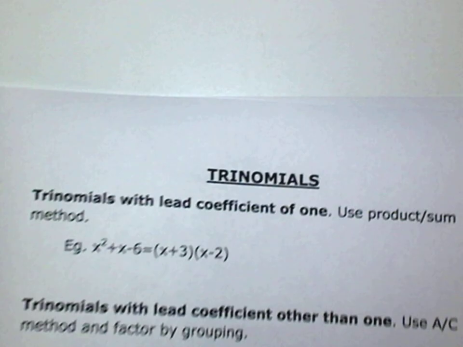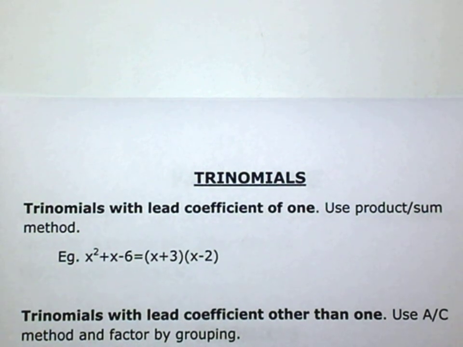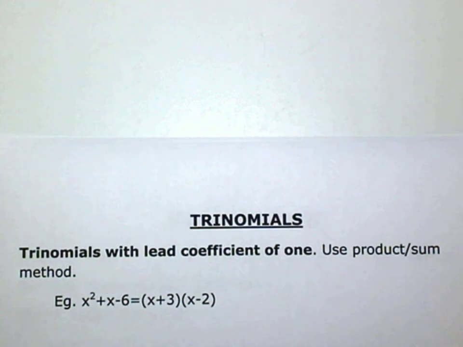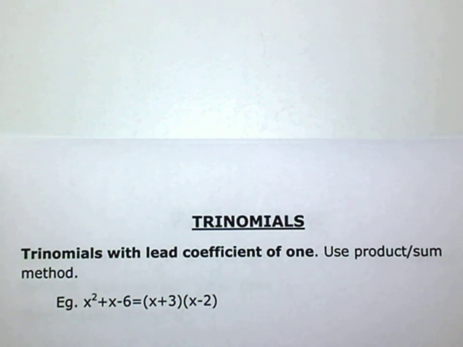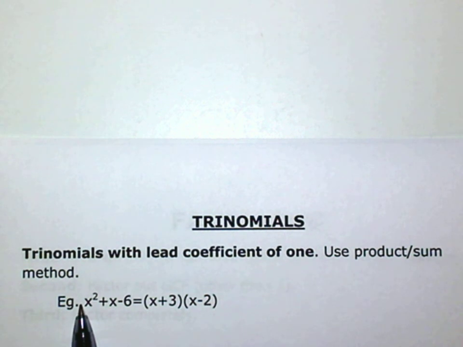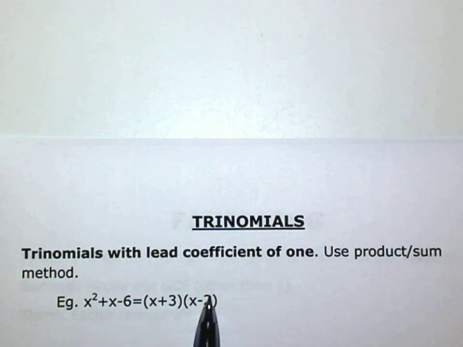We often learn how to factor simple trinomials first. By simple trinomial, I mean trinomials that have no number out front. So we say that the lead coefficient is 1, because where you see no number, you can have an invisible 1. For these simple trinomials, we use what's called the product sum method. We simply break it down into 2 sets of parentheses.